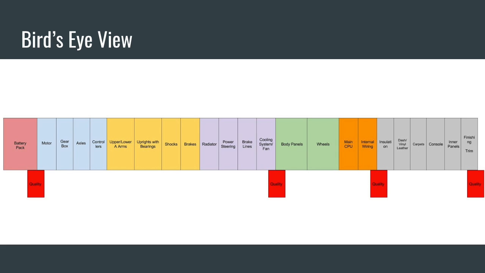This is a bird's eye view of the same flowchart that we outlined in the previous slide. All of the steps are the exact same. It's just a good visual representation to show the relationships between the departments in a linear layout. It also includes a few quality checks that were discussed with our client.